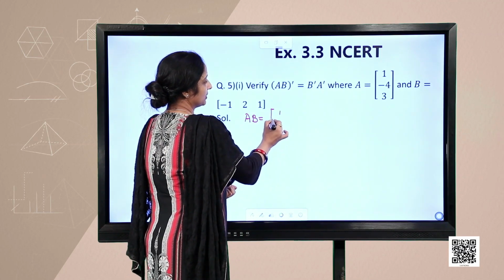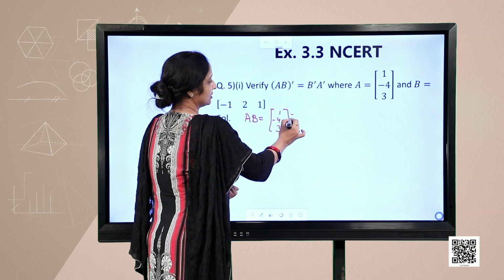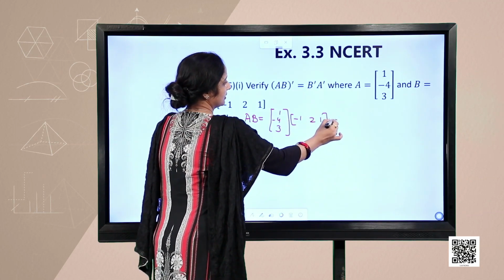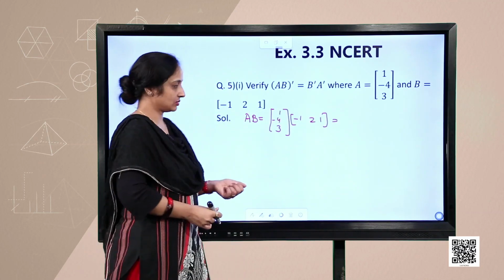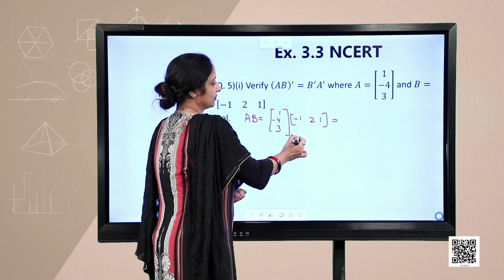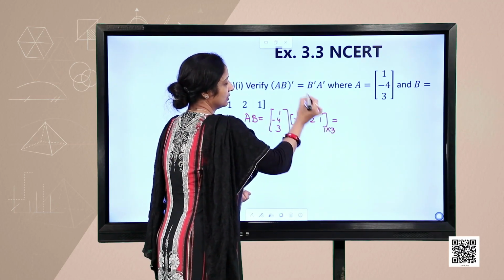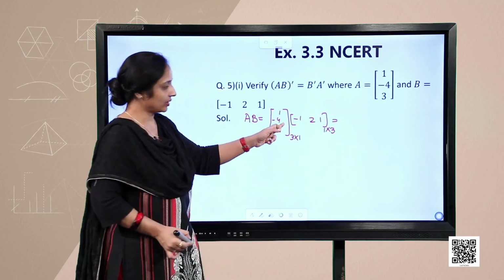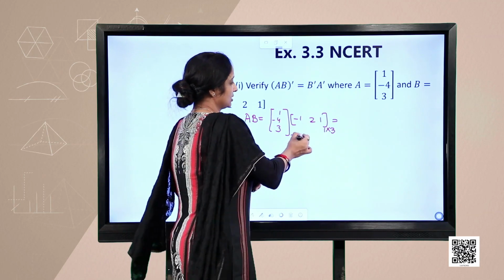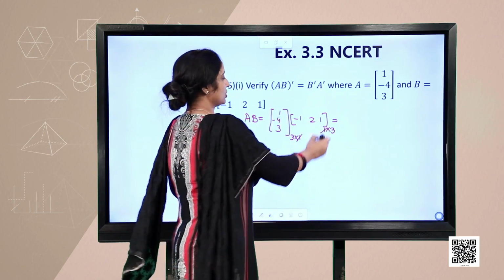Write down both the matrices adjacent to each other so that no calculation error happens. You can check their orders to be more comfortable. This is having 3 rows and 1 column and this is having 1 row and 3 columns. So, after multiplication you will get a matrix of order 3 by 3. So, how will you obtain that?